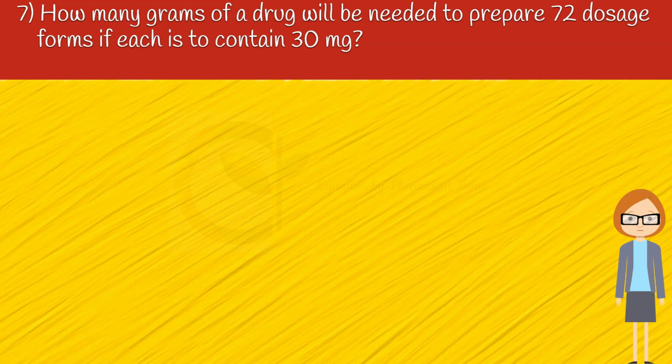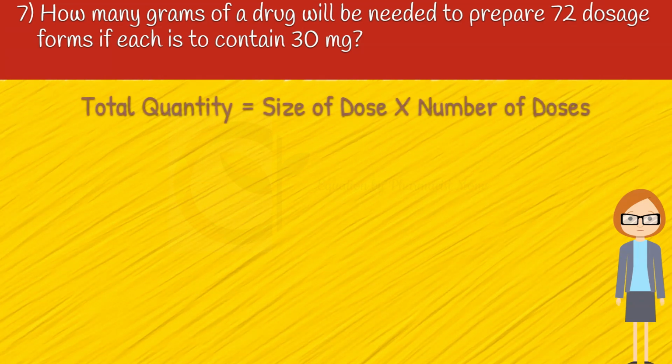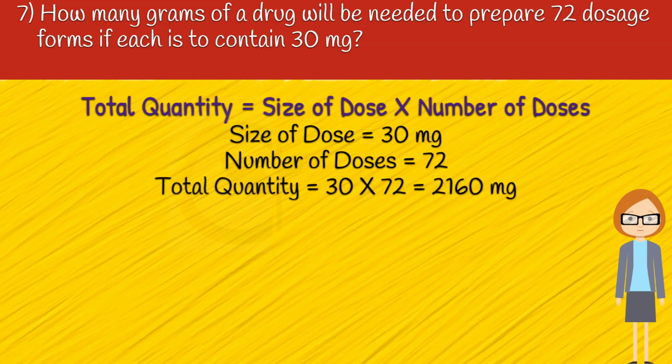Question 7. How many grams of a drug will be needed to prepare 72 dosage forms if each is to contain 30 milligrams? You can use this calculation. Total quantity is equal to size of dose multiplied by number of doses. In this case, size of dose is 30 milligrams, and number of doses is 72. Total quantity is equal to 2,160 milligrams.